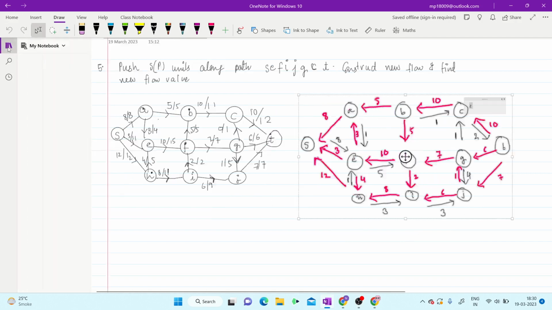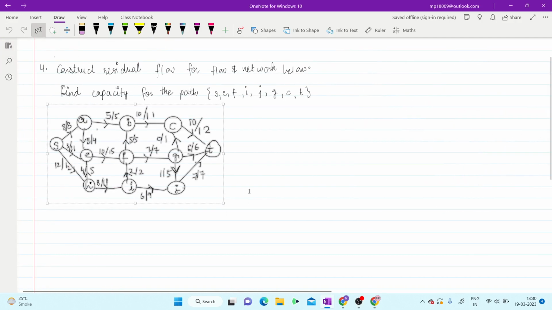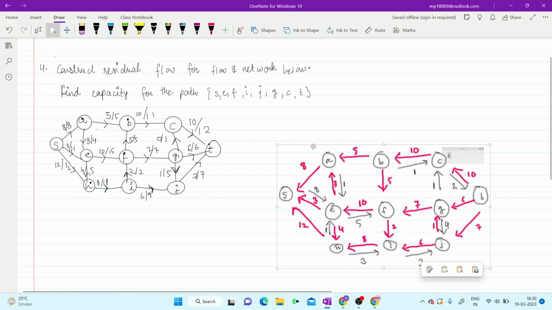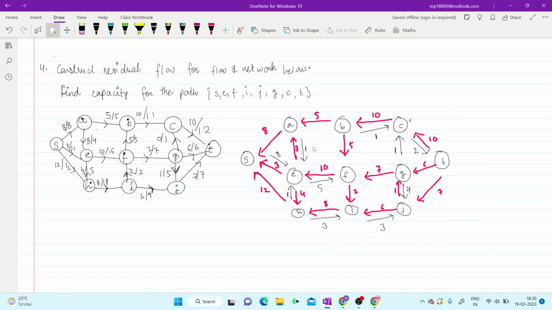First question is to find the residual flow for this network, and I have constructed this, so it will come out to be this. Let me see, SA had flow value and capacity value which were the same, so there was only a backward edge, and we have done this for all the edges.